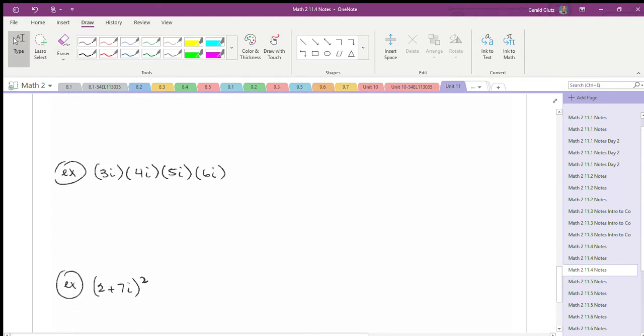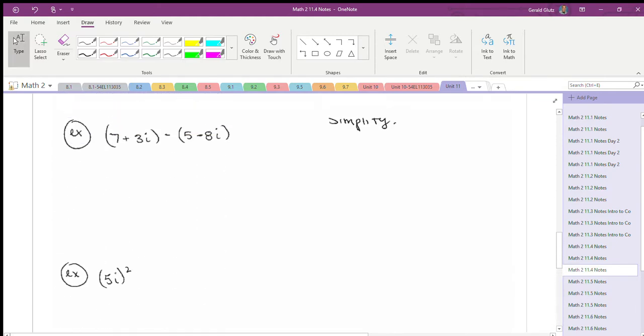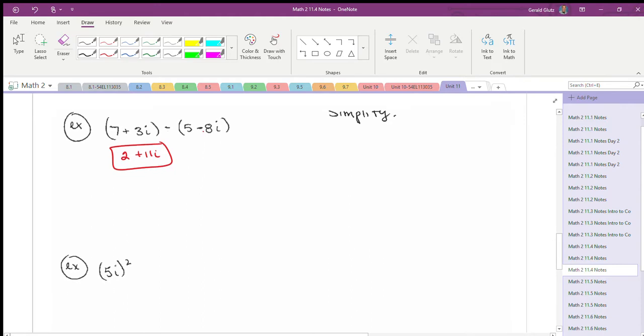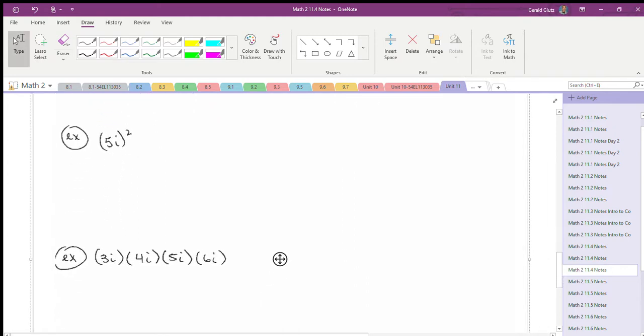this is kind of a continuation of what we did last section, but I'll just go over a couple of these really quick. So hopefully you can do these already. 7 minus 5 is 2. 3i minus negative 8i turns into a 3i plus 8i, which is 11i. So try these on your own. I'll put the answers on here, so you can pause the video right now and try them on your own. I'm going to go through them really quick.